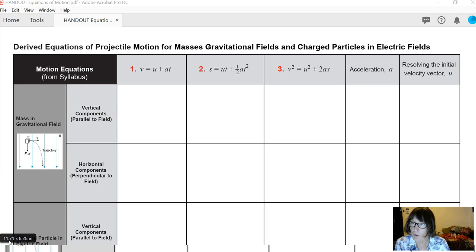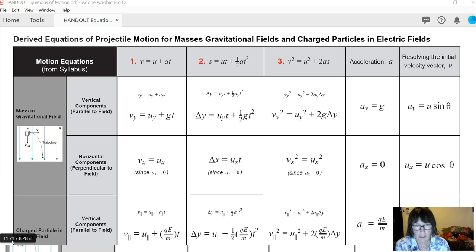So in this video, we're going to be deriving the equations for projectile motion for masses in gravitational fields, and we'll worry about the charged particles in electric fields at another time. Notice the study buddy in the background, so you can keep this completed version handy while we're working through.